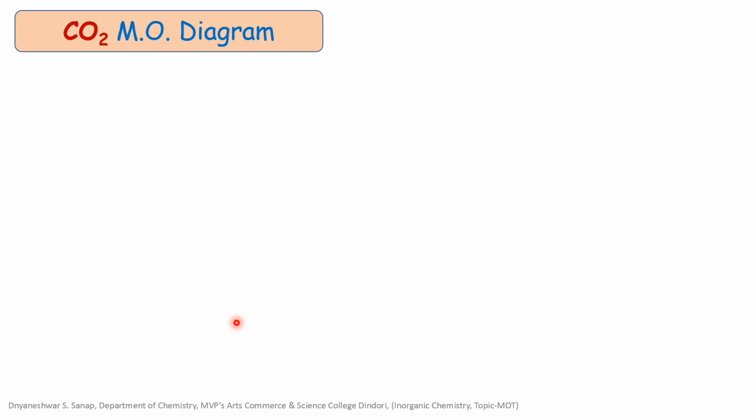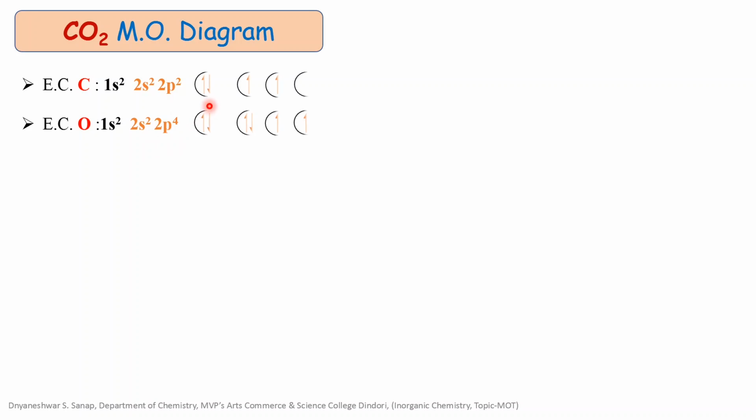To understand how the CO2 molecule is formed, first of all we have to understand the electronic configuration. Let us write the electronic configuration for the carbon atom: 1s2 2s2 2p2. Similarly, for the oxygen atom it is 1s2 2s2 2p4. Write this electronic configuration of the valence shell of both atoms in tabulated form like this.